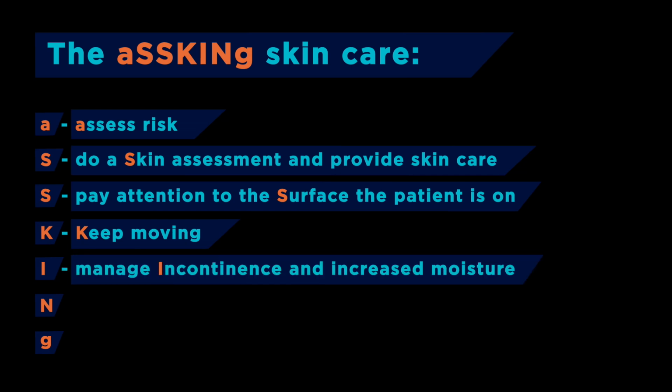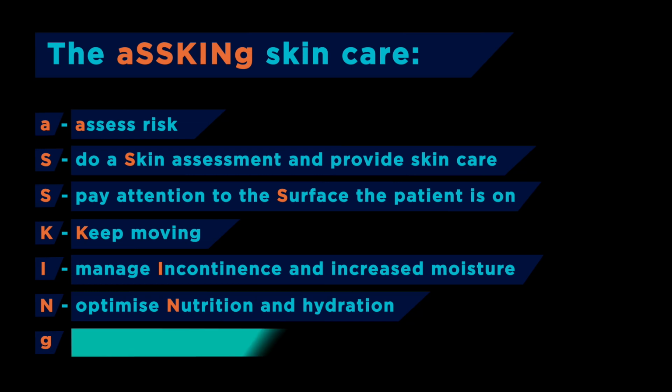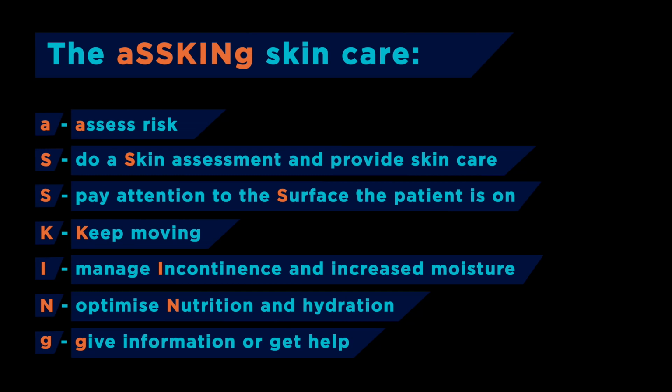The I covers increased moisture, so most commonly we're looking at incontinence for patients, but we mustn't forget things like increased sweating or exudate from wounds. The N is for nutrition, ensuring the patient is adequately nourished, but not forgetting we need to keep them well hydrated as well, something that gets missed a lot in hospitals. And then the G is another underpinning principle. It's about giving information. And that's not just giving information to the patient, it's giving information to clinical colleagues, other healthcare professionals, and would include things like your documentation.